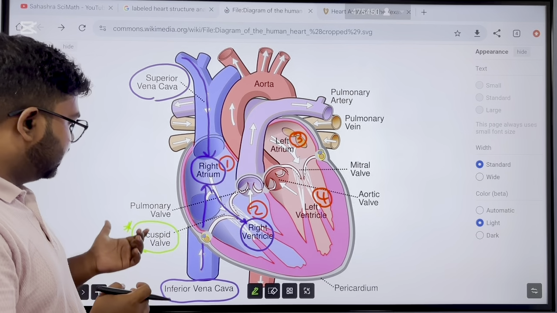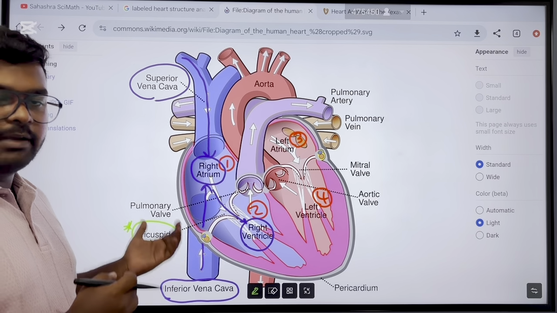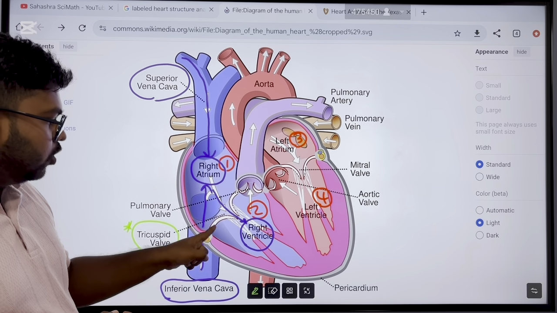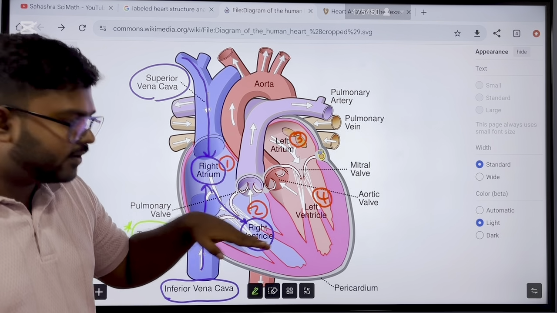So remember, the tricuspid valve is very important. It prevents backflow of blood, because it is like a door that opens only into the right ventricle.